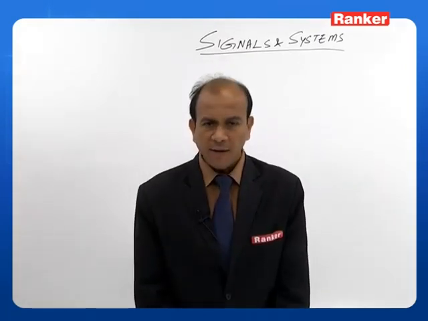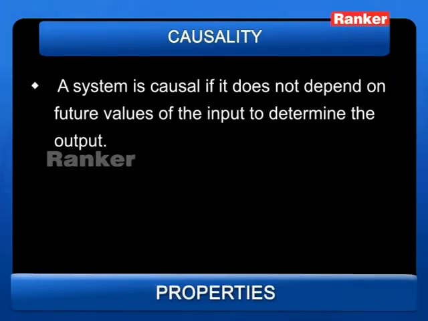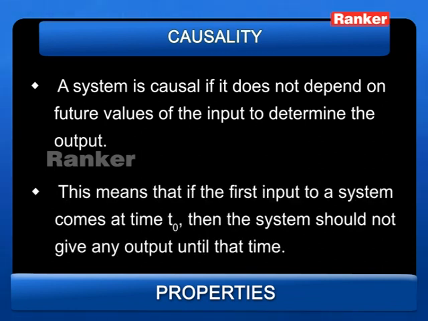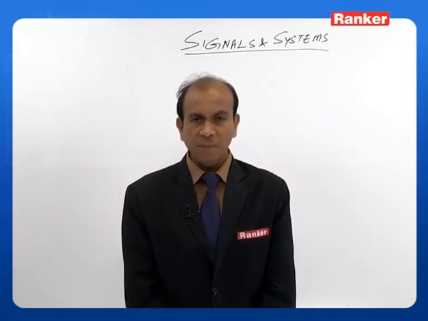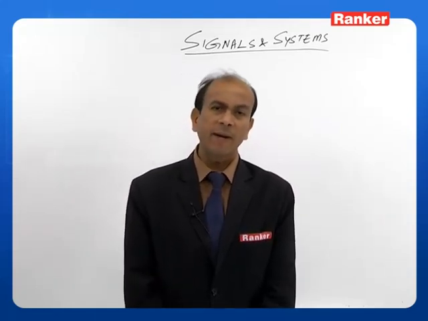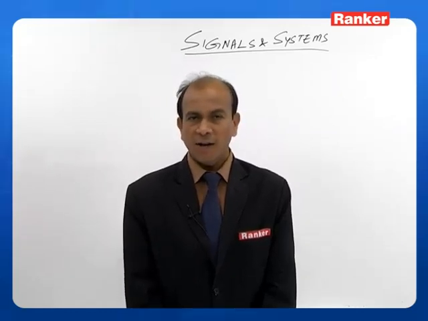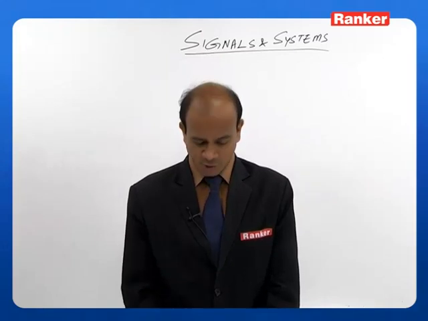In other words, a system is causal if it does not depend on the future values of the input to determine the output. This means that if the first input to a system comes at time t equal to t naught, the system should not give any output until that particular time. This is a very important point. There cannot be any output where the input is not applied. That means the input is applied at t equal to t0 and the output should happen at t equal to t0 only and not earlier. That is why a system is said to be causal.